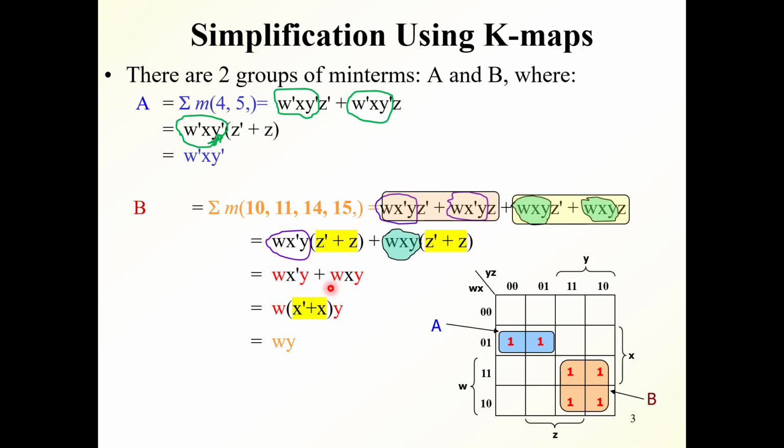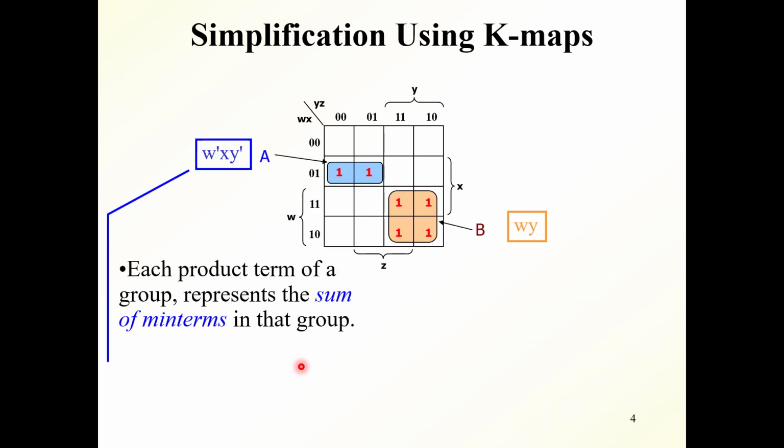Here also, we have something common, which is w, y. We take it out, w, y, and this is equal to 1. So we are left with w, y. So group B is left with the term w, y. We see that group A ended with the term w bar x, y bar, and group B ended with the term w, y. Each group ended with one term. So the function that we started with, which is equal to the sum of these two groups, is equal to this in its simplest form.